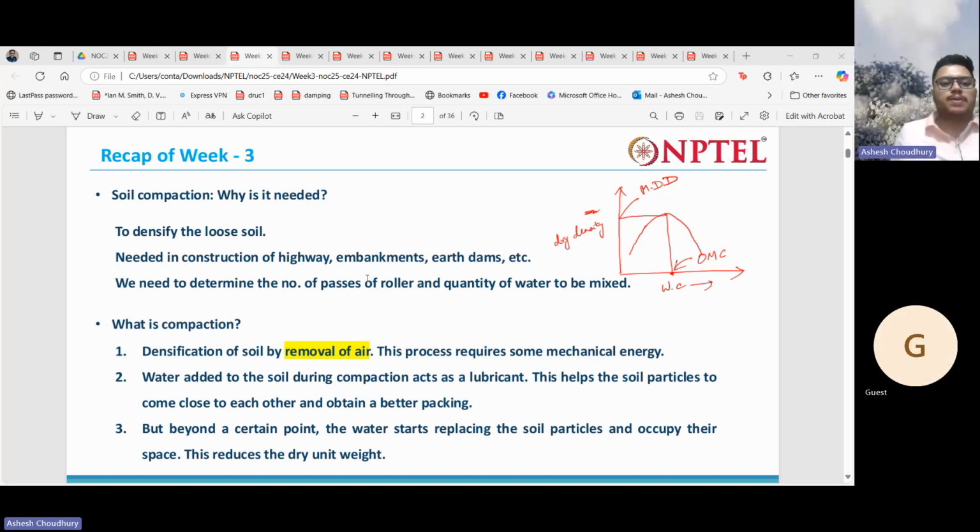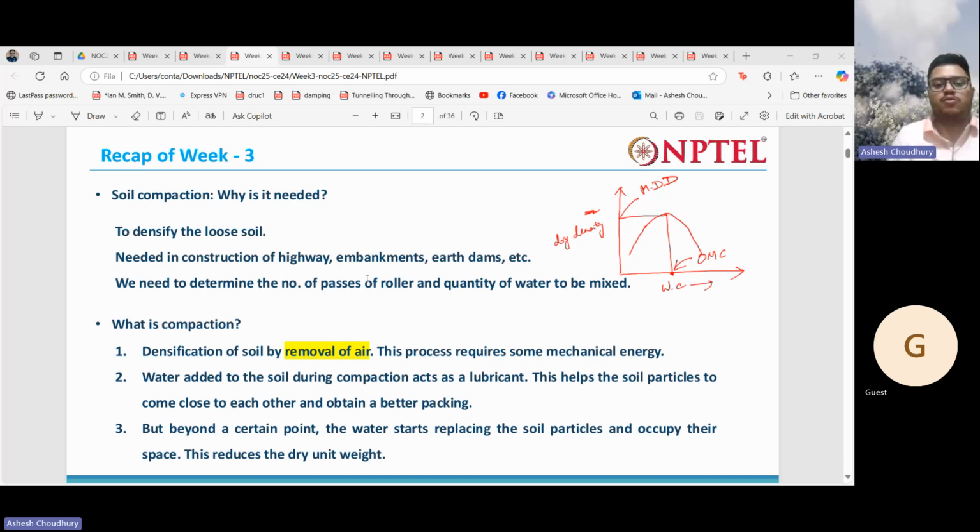So what is soil compaction? Densification of the soil is known as soil compaction. We apply some external mechanical energy, or compactive effort, to densify the soil, and that is known as soil compaction. So what is needed in construction of highways, embankments, dams, etc.